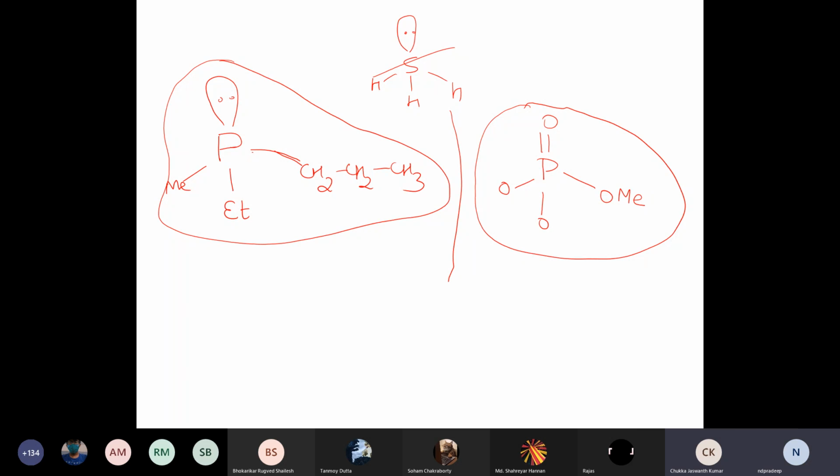Go ahead. To one of the oxygens we can add a different substituent. Deuterium? Why deuterium? I said any substituent, without changing the atom. I am asking without changing the atom.